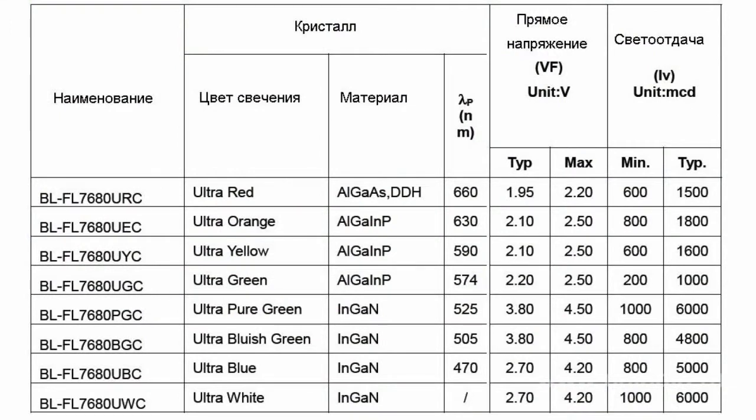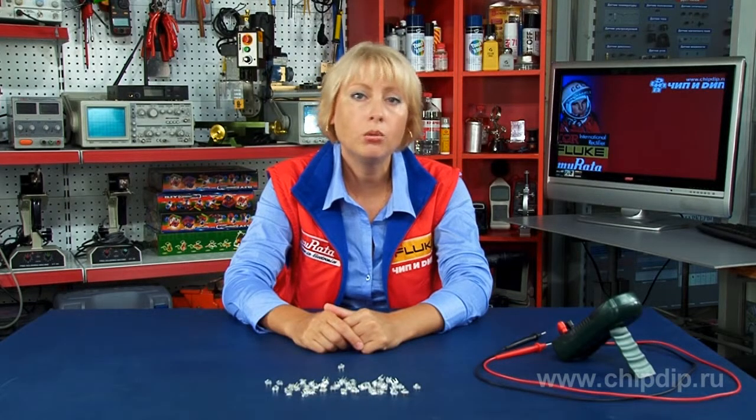LEDs of FL7680 series can withstand the surge current of up to 150 mA. They can be used in ambient temperatures from minus 40 to plus 80 degrees centigrade.